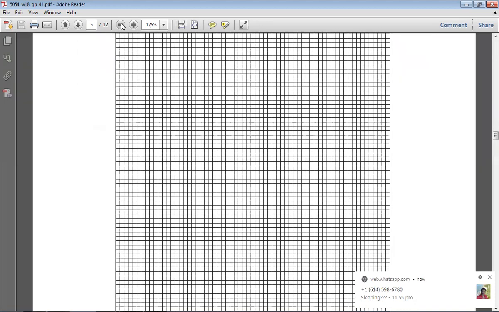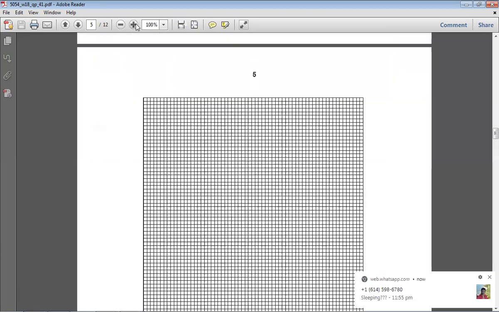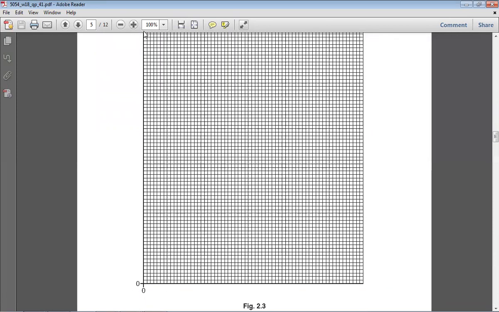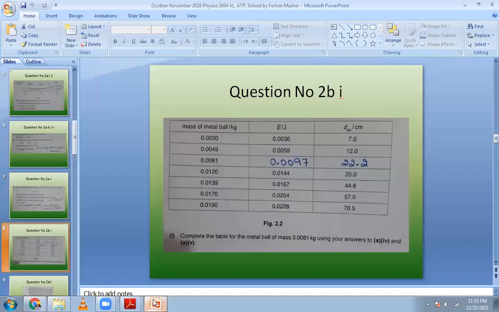Let me reduce the size so you can see the whole thing. So this is that figure. Okay. This is that actual graph which we have to draw. So let me show you.